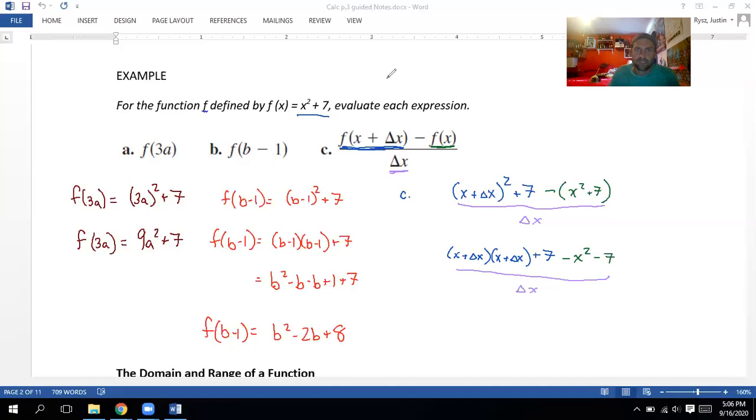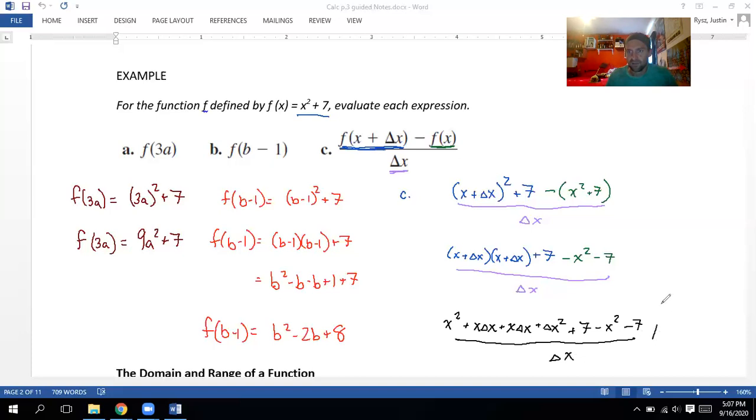Okay. I'm just going to switch to black here because everything's going to start combining. If I FOIL this, x times x is x squared. X times delta x is x delta x. Delta x times x is x delta x as well. And delta x times delta x is delta x squared. Delta x can be replaced by any variable. Sometimes you'll see this as just h. So, but here we go. Okay, so there's that part. We got a plus 7 from here. Then we got a minus x squared, and then a minus 7, all over delta x.